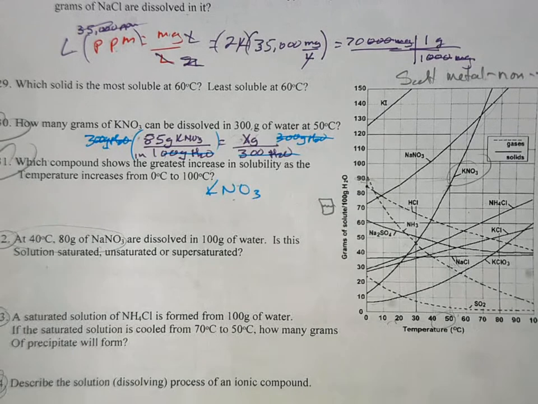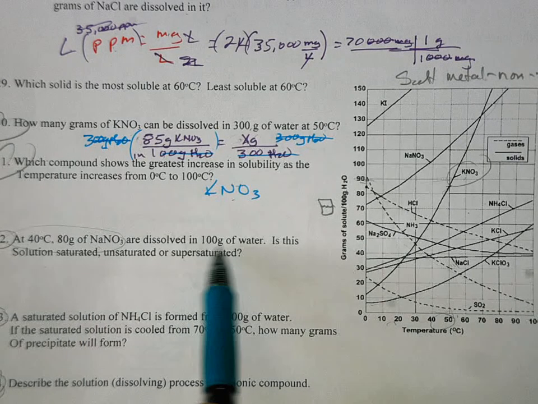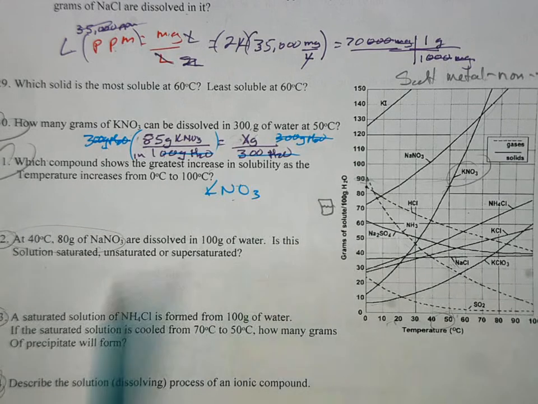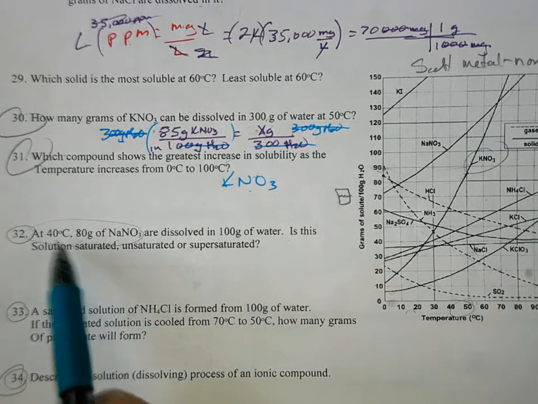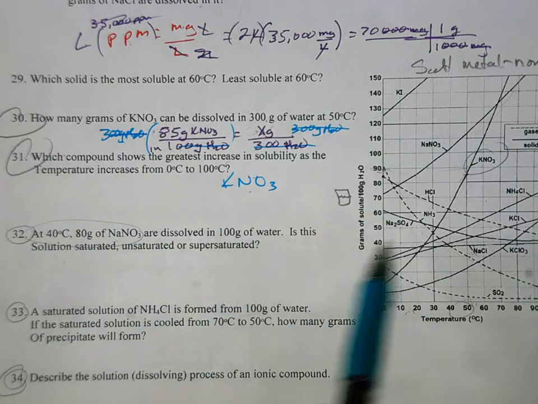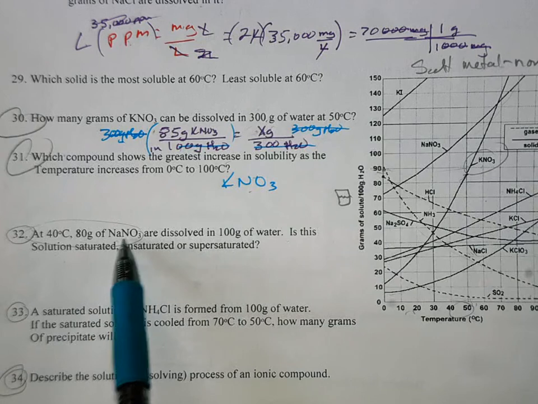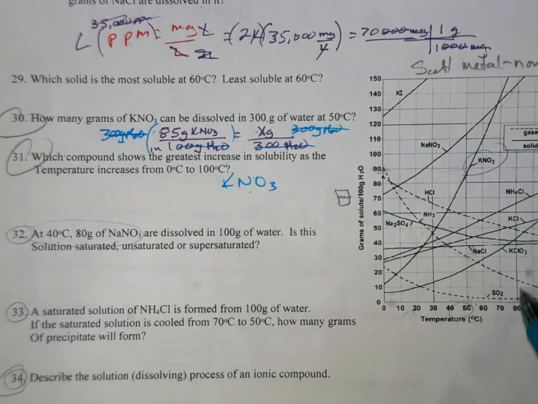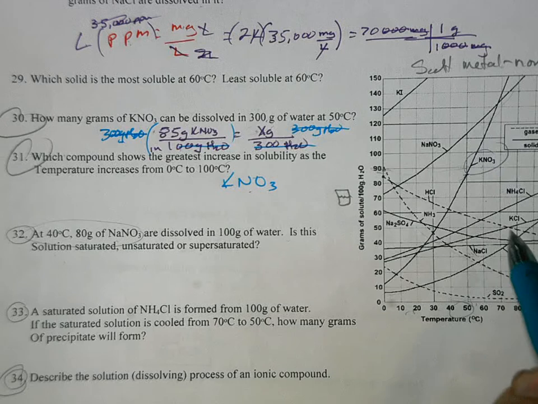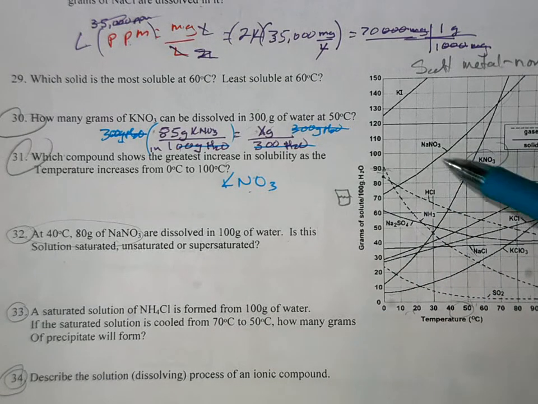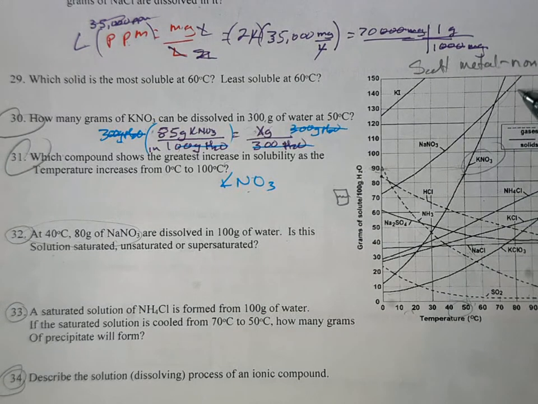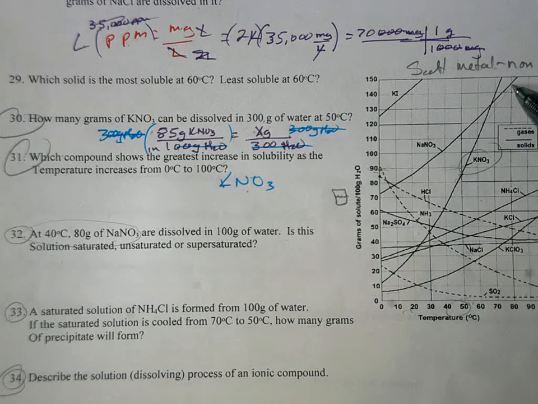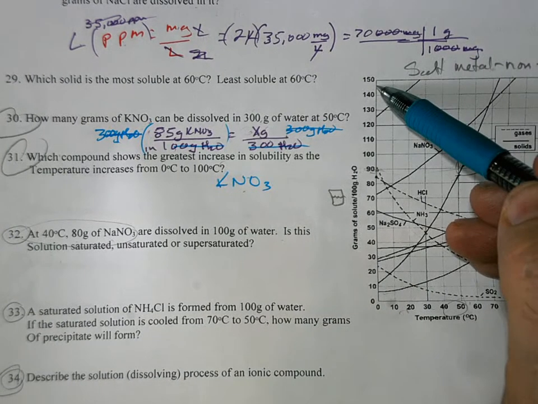At 40 degrees, 80 grams of sodium nitrate are dissolved in 100 grams of water. Okay, is this solution saturated, unsaturated, or supersaturated? Well, let's take a look here. First off, I'm going to look on this chart to see what the solubility is for sodium nitrate at 80 degrees. Here's 80 degrees. And where's our friend sodium nitrate? Ah, there we go. Here's sodium nitrate right here. Here's 80 degrees. And whoa, look at that. It looks like it's just above the halfway mark, which I'm going to call 146.